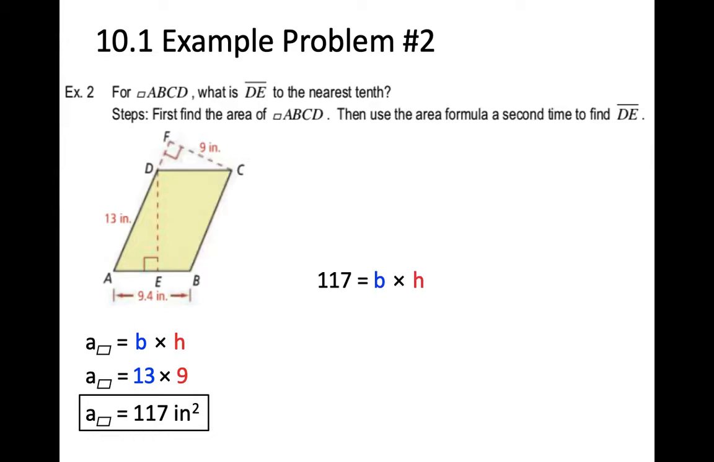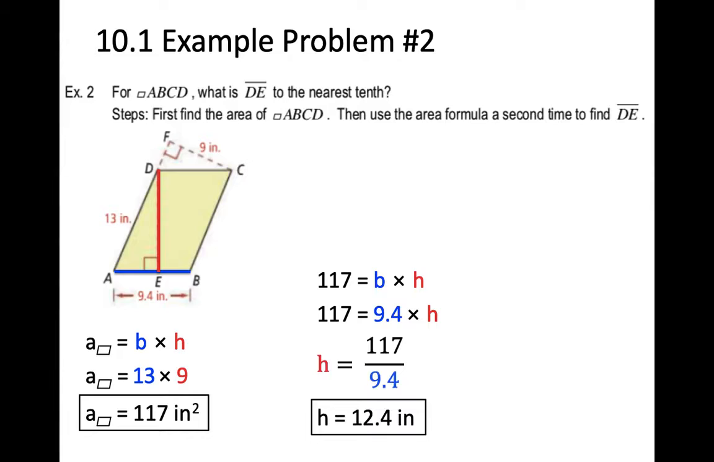The area of a parallelogram equals base times height. In this case, I know it's 117 equals base times height. Now I'm going to use a different base, the base at the bottom here, which is 9.4 inches. And I'm going to use DE as the height. That's the variable I'm trying to find, so I'm just going to call that H. So if I divide 117 by 9.4, I get that H equals 12.4 inches. So the height would be 12.4.